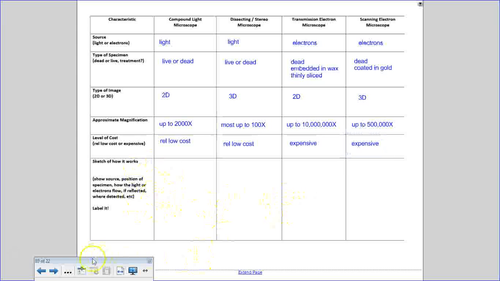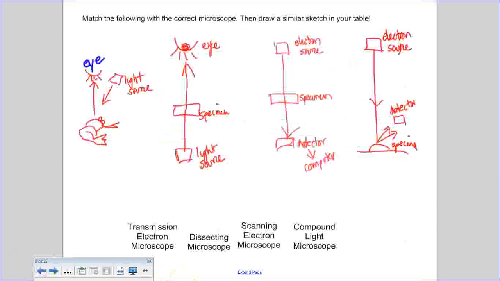Now, the last one, I had suggested that you look at this and do a similar sketch. Okay, so if we looked at these, well, obviously, if they have electrons as their source, then they're going to be either the scanning electron microscope or the transmission electron microscope. Okay, so in this one, the electron source, both electron beams are aimed downward. In this one, it goes through the specimen, so the specimen has to be super thin. It gives us a 2D image, so it transmits through the specimen. This would be the transmission electron microscope.